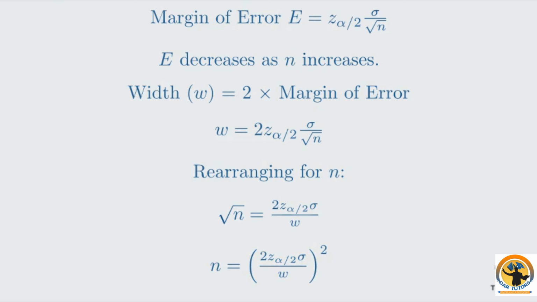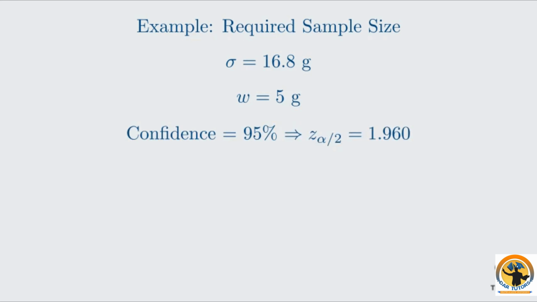w. Let's apply this to our YABI example. What sample size is required to find a 95% confidence interval for the mean YABI weight mu, with a width of only 5 grams? Remember, sigma is 16.8, and for 95% confidence, z alpha over 2 is 1.960. Plugging these values into the formula, we get n equals the square of 2 times 1.960 times 16.8 divided by 5. This calculation results in approximately 173.5.